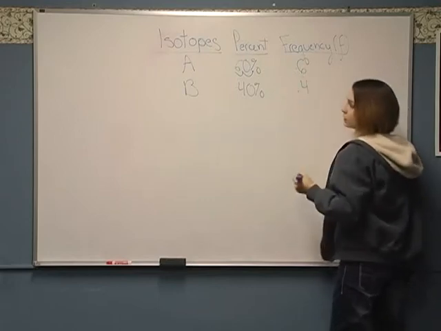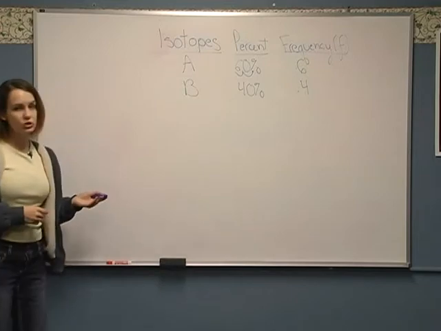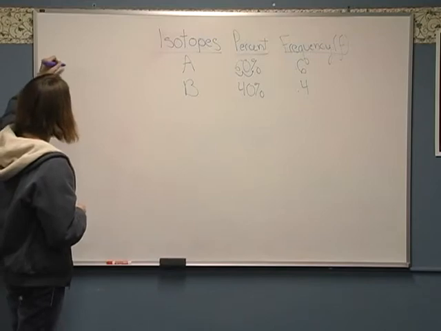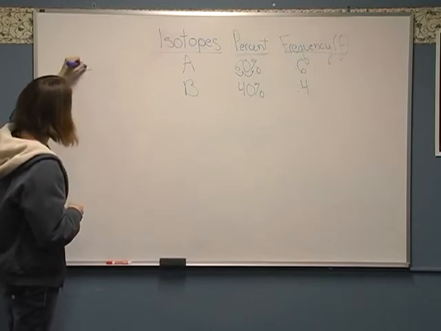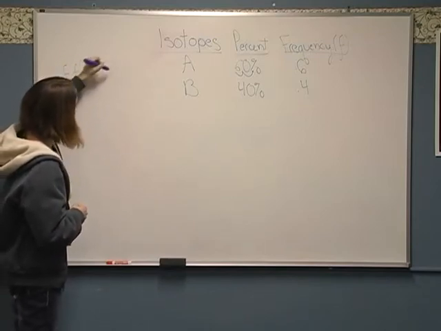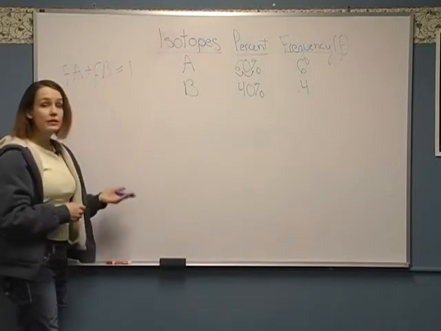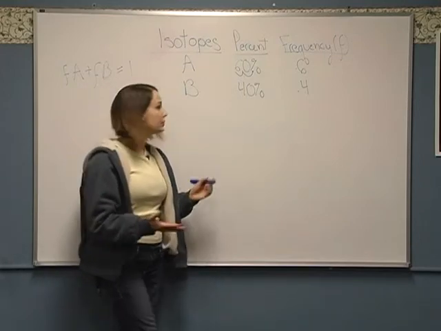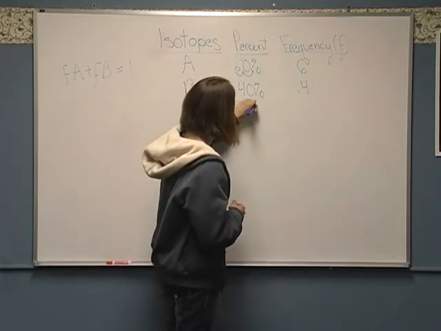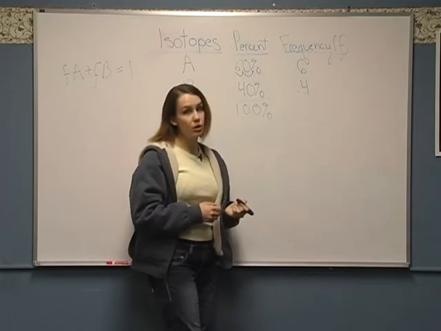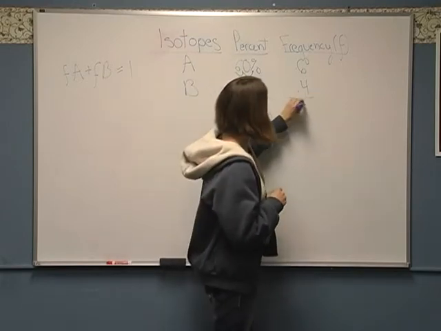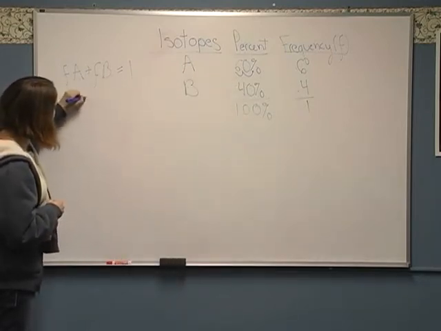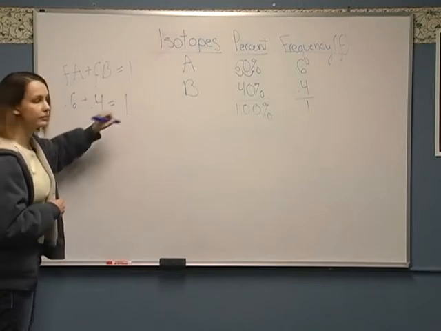frequency of 0.4. So if we wanted to write an equation that showed the percent frequency of these two elements, we would simply write it as the frequency of isotope A plus the frequency of isotope B equals 1. Now, that's something to notice. Just as the percentage of any two given isotopes of an element will always add up to 100%, you can be sure that the frequency will always add up to 1. And as you can see in this case, it's quite obvious. 0.6 plus 0.4 does indeed equal 1.